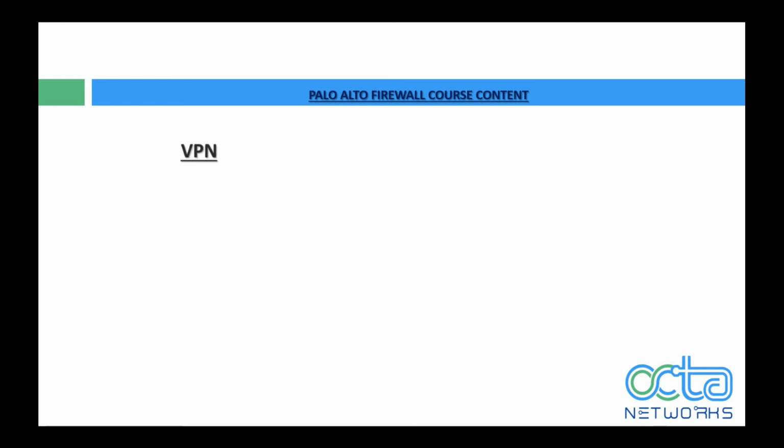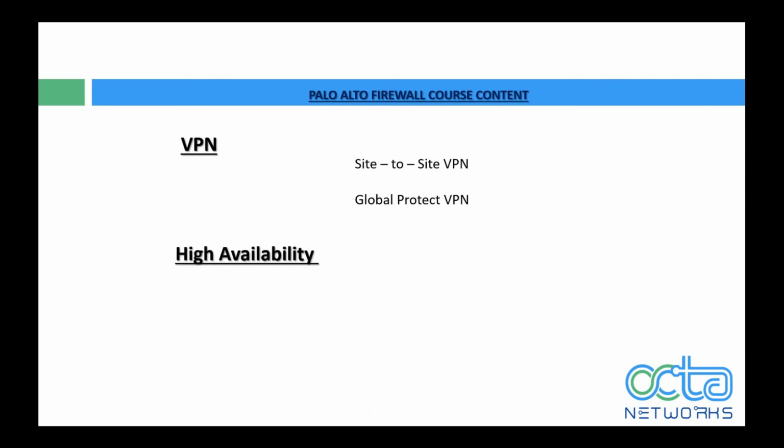In VPN guys, first of all we will start with site-to-site VPN. After that, GlobalProtect VPN, which is also known as remote access VPN. High availability. In high availability we are going to cover active-passive high availability and active-active high availability. So these are the course content in the Palo Alto firewall. Apart from this, guys, we are going to cover a few topics which are very important from the production point of view.